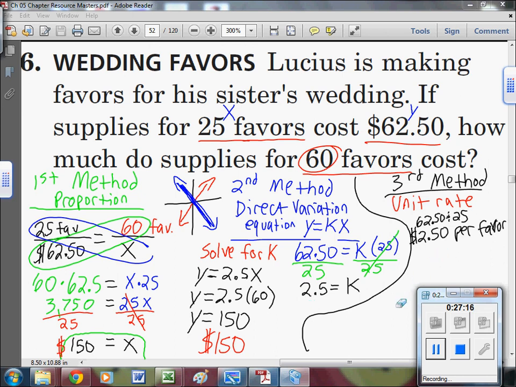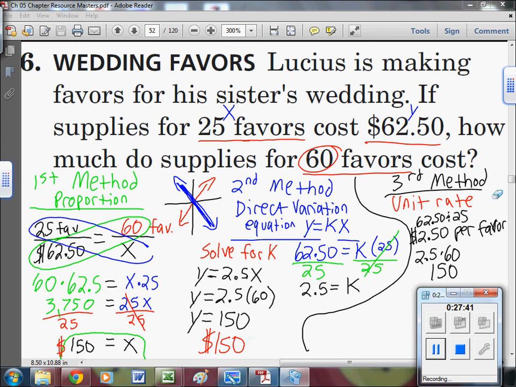Once you know how much it is for one favor, you can multiply it now by however many favors you need. You need 60 favors, no problem. So you'll do 2.5 times 60, and then you're going to get what we did down here. We're going to get 150. So the unit rate method feels different, but if you compare it to what we did with the direct variation method, it was almost the exact same calculations. We just gave it a framework over here, but intuitively, it may work for you.